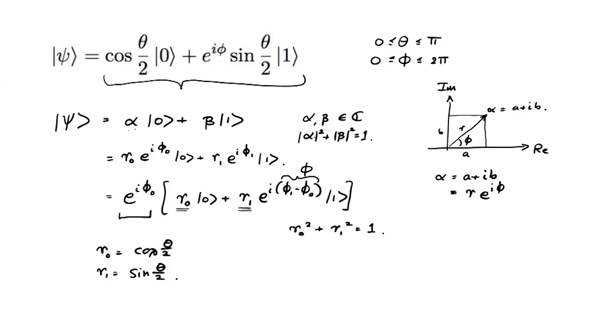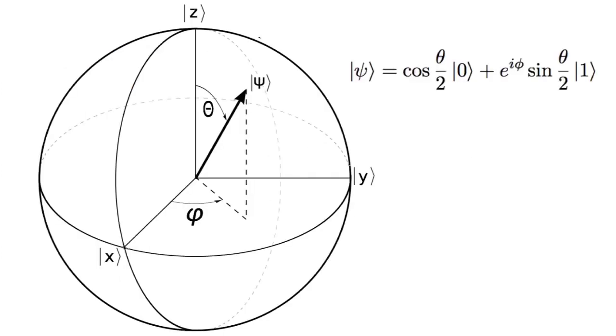So you have this constraint alpha squared plus beta squared equal to 1. And so you can really describe this system with two real parameters, and those are theta and phi. Okay, so now let's try to picture this quantum state in three-dimensional space. And this is what the Bloch sphere representation does.